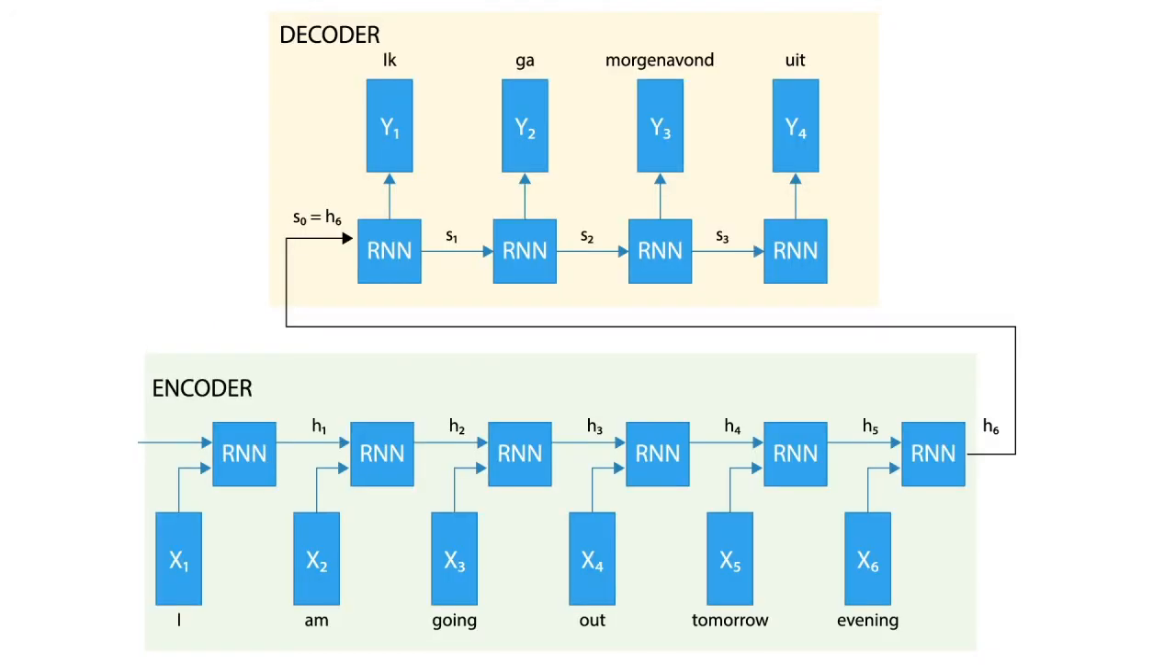In the previous learning unit, we have seen that the encoder outputs a fixed length context vector H6 that represents the whole English sentence. The decoder takes the vector H6 as an input and outputs the translated sentence in Dutch.